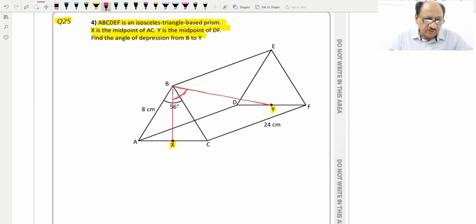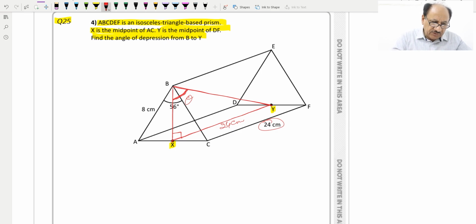Now what we can do is find this. First of all, we need to join X and Y, and if we join X and Y, it will be this one. Now this angle is required, which is theta, and this is a right angle, and we have XY because this side is 24, so this will be 24 centimeters.